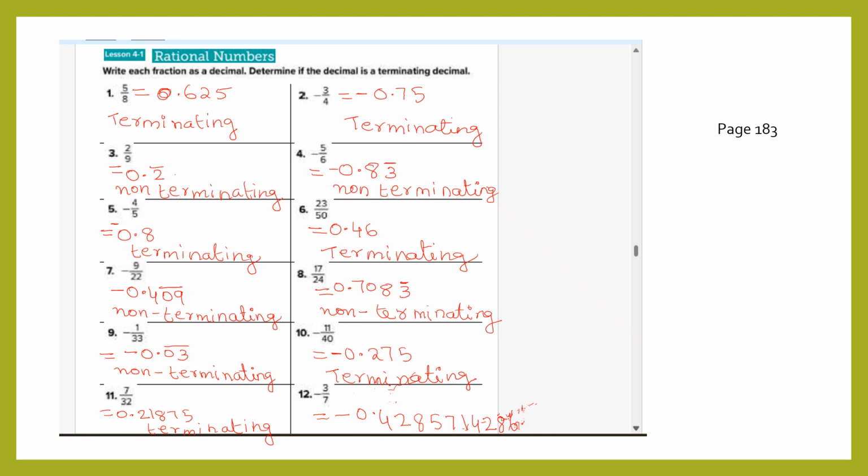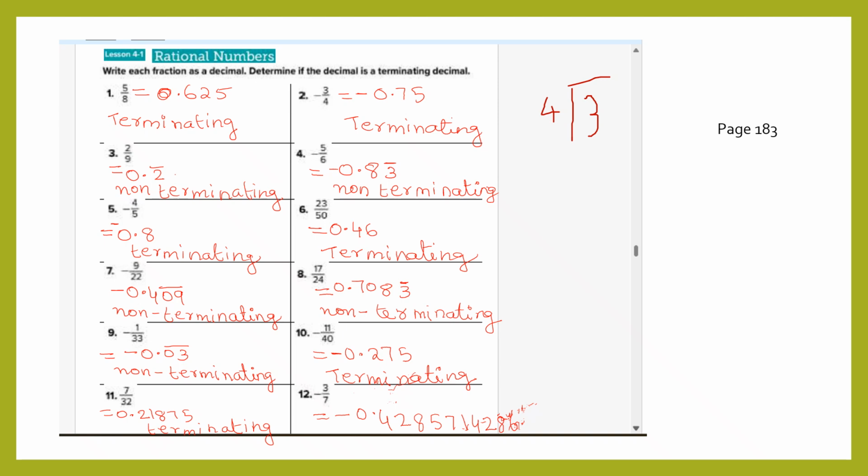See here, for each one you have to identify whether it is a terminating number or non-terminating number. So divide it. If it ends completely, that means the division reaches 0, so it is a terminating decimal. 3 over 4: you do normal division, 3 divided by 4, just like we did in grade 2, grade 3. Divide and you will get the number. Here there is a negative, so in the answer don't forget to put the negative. 0.75, so it is a terminating number.